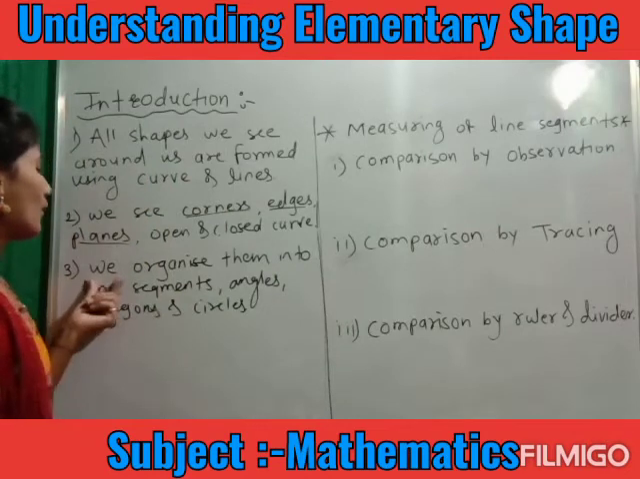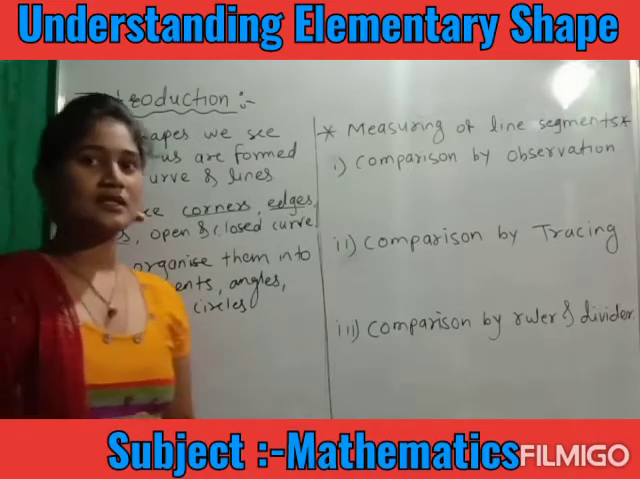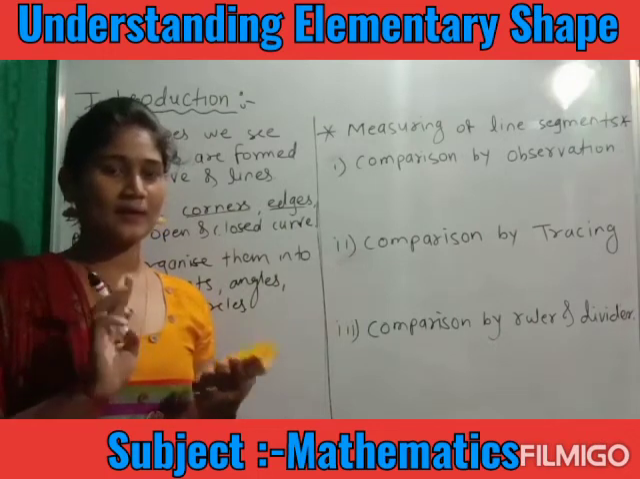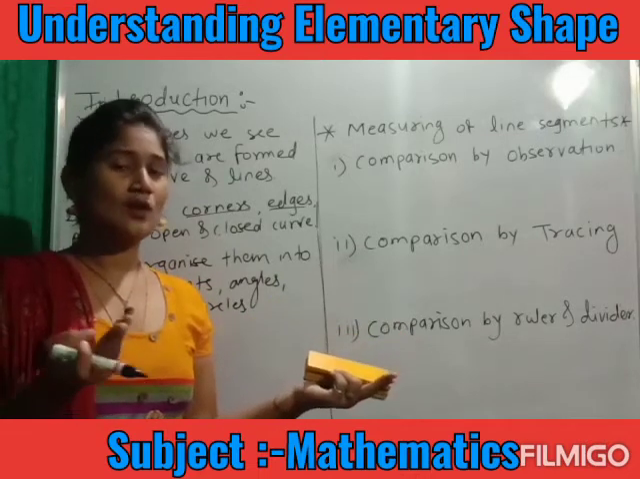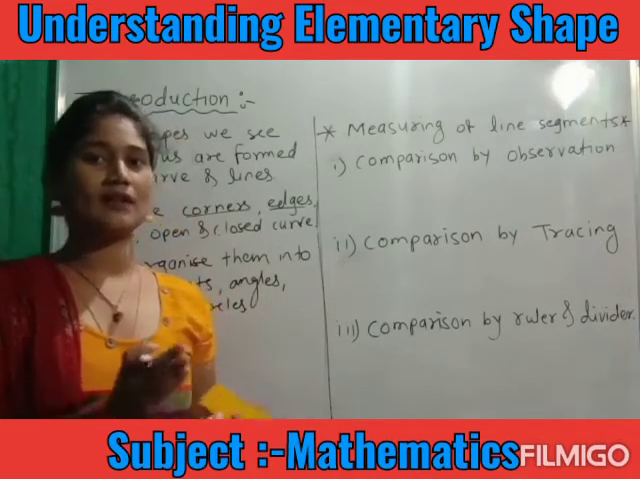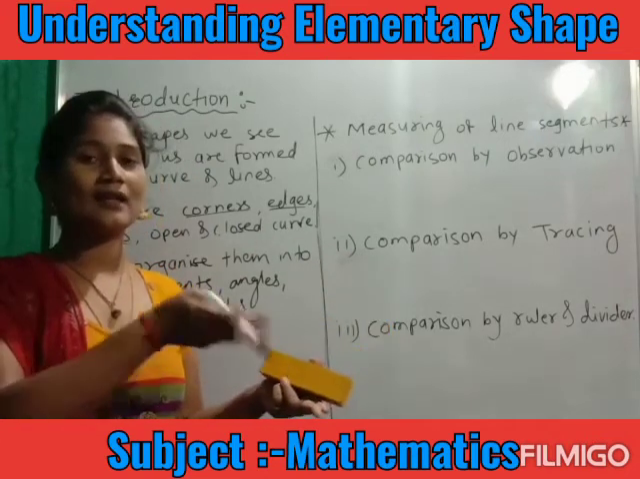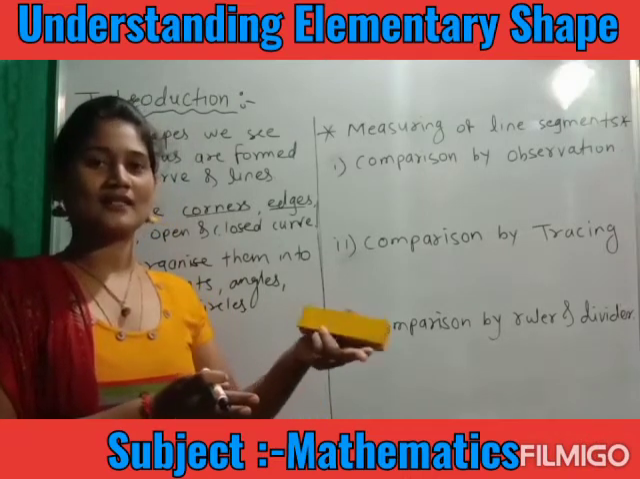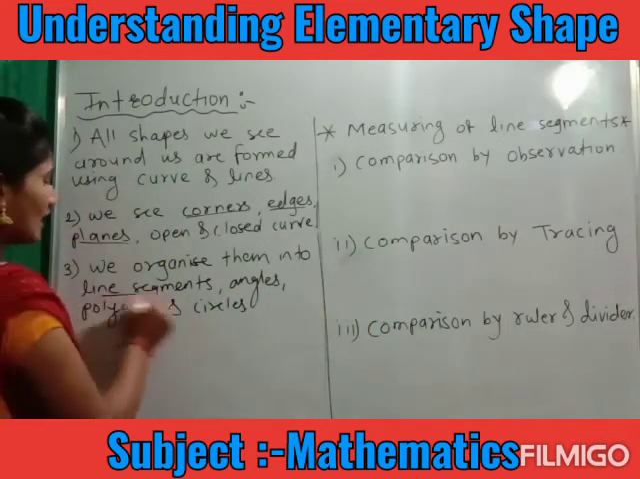So see, third one, we organize them into line segments, angles, polygons, and circles. Means now we identify them as which things? Either we identify or organize them as an angle. We say that this is the polygon if it has more than 4 sides. If it has below 5 sides, then we say that it is the quadrilateral. If it has one line segment fewer, we call it a triangle. And before this, if one more line segment less is there, then we call it what? Angle, two-sided.